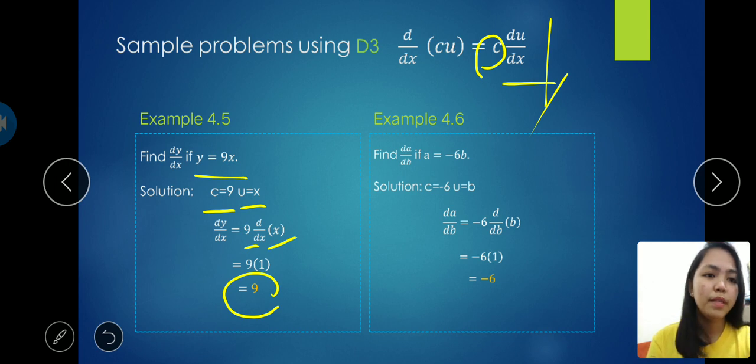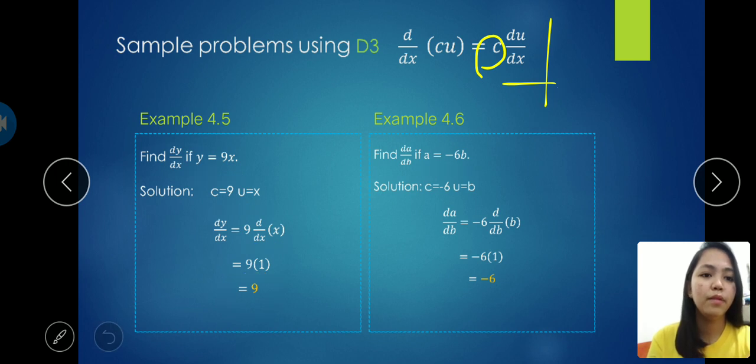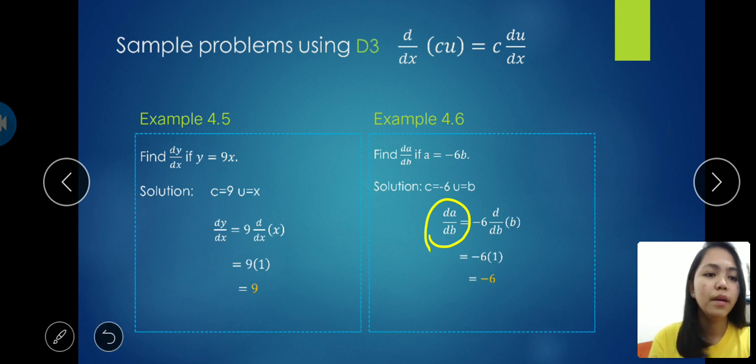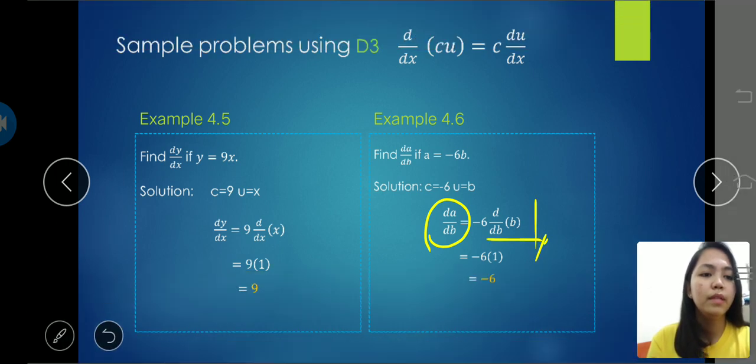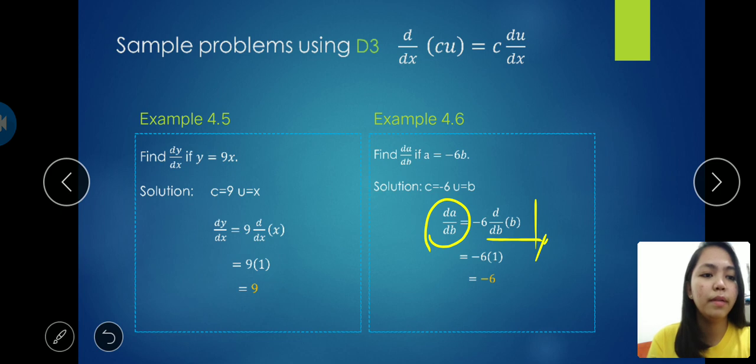We proceed to the next example wherein a is equal to negative 6b. We are going to find the derivative of a with respect to b. We have negative 6, factor out ulit siya. Then, we have the derivative of b with respect to b. So, anong equivalent niya? 1 din. So, we have negative 6 times 1 is negative 6.